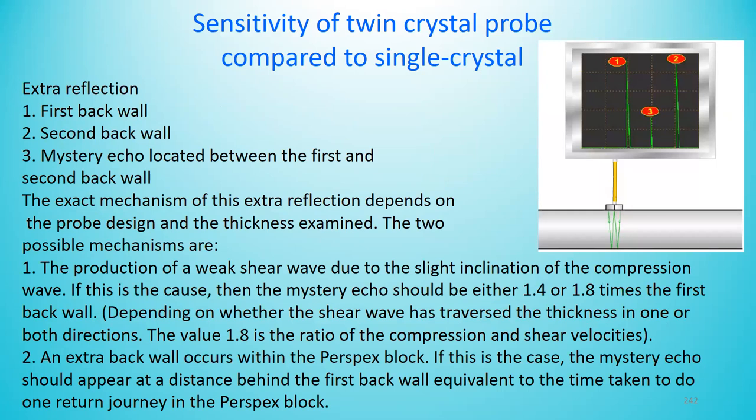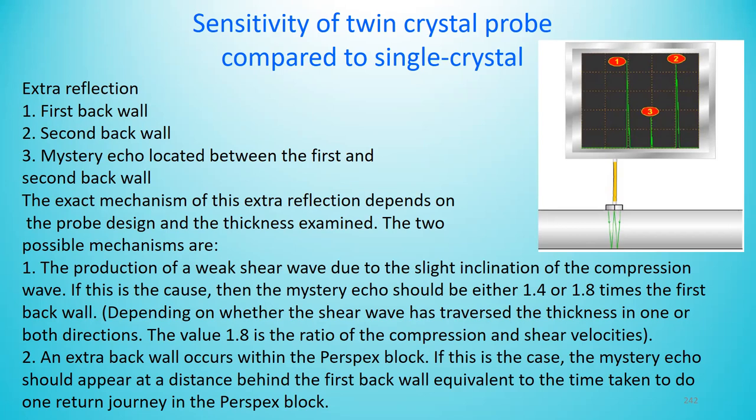First backwall, second backwall, and a mystery echo located between the first and second backwall. The exact mechanism of the extra reflection depends on the probe design and the thickness examined. The two possible mechanisms are the production of a weak shear wave due to slight inclination of the compression wave.